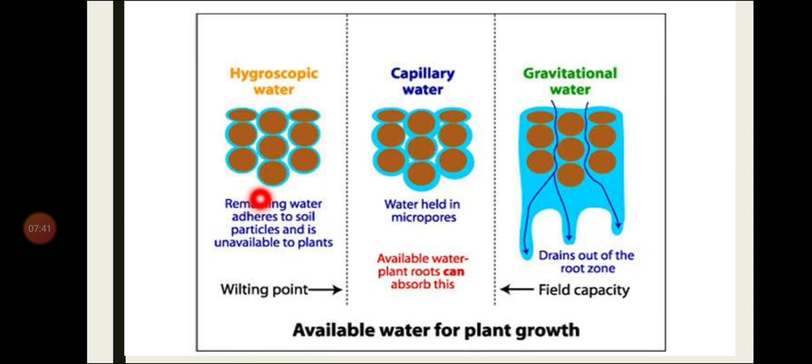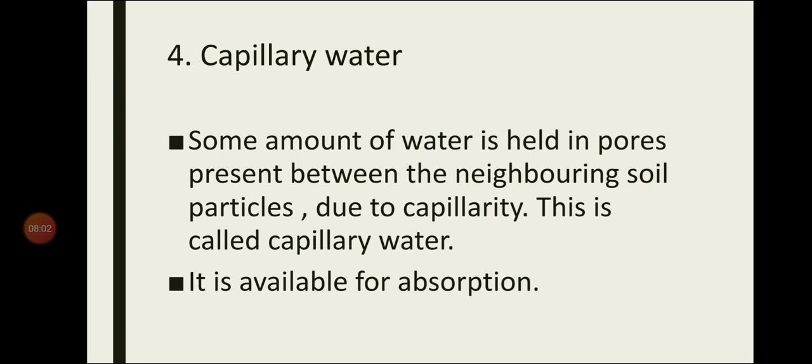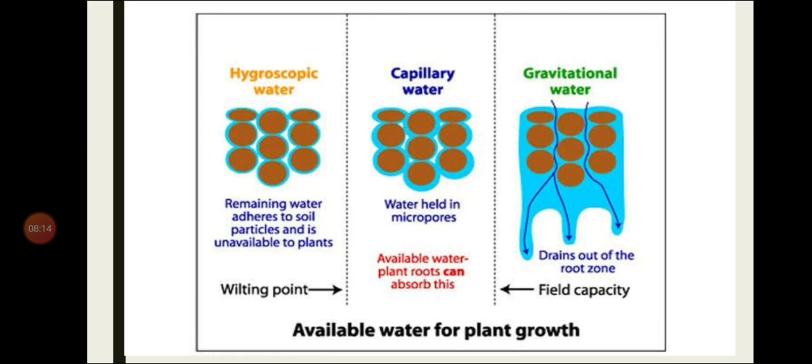Next one was combined water, which is present in the combined form, that is also not available to roots for absorption. Just capillary water, you can see that it is present between the 2 soil particles. Water in the pores between 2 soil particles rises up due to capillarity. This is called capillary water, and it is available for absorption. So these are the different kinds of water with respect to plants.